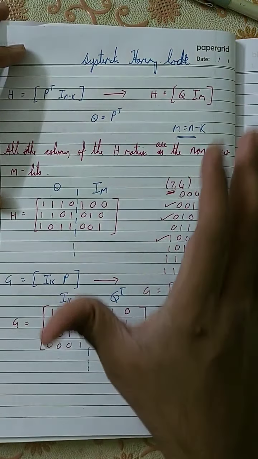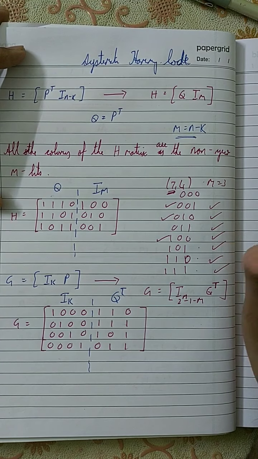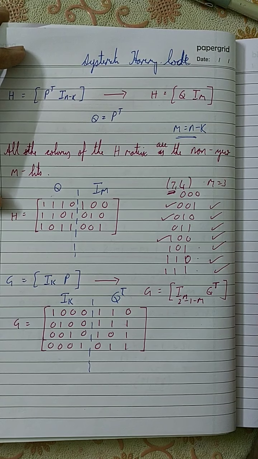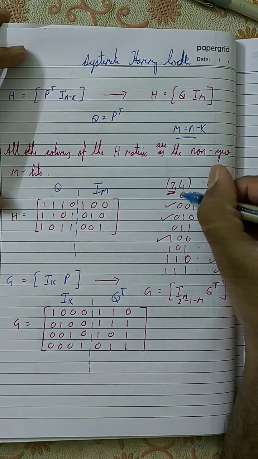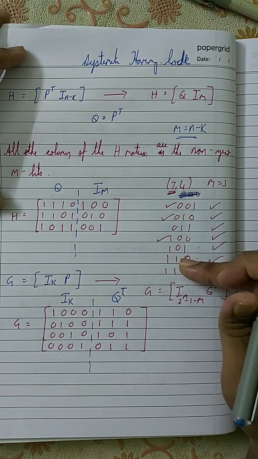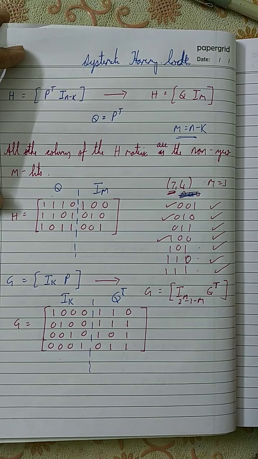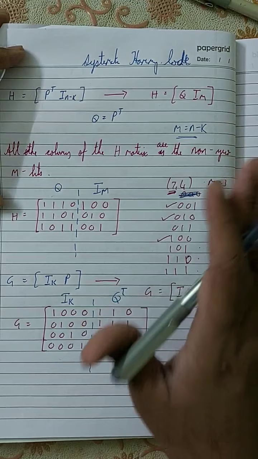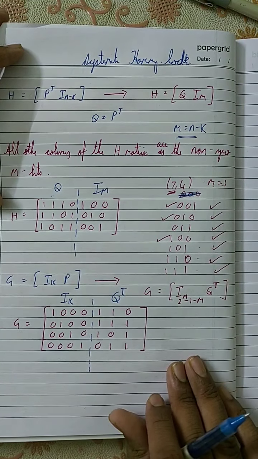That is one of the important properties: all the columns of the H matrix are the non-zero m-bit vectors, that is, excluding the all-zero m-bit vector. Excluding this, the remaining vectors are what we are going to use as the columns of the H matrix. That's the only interesting feature about this Hamming code.